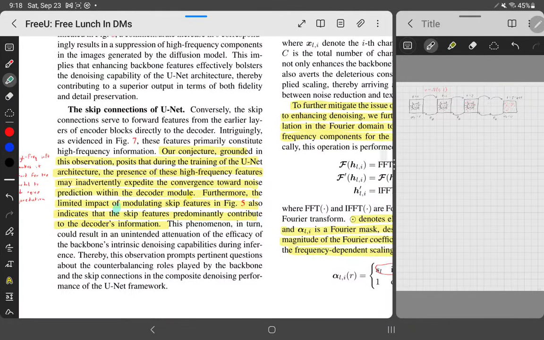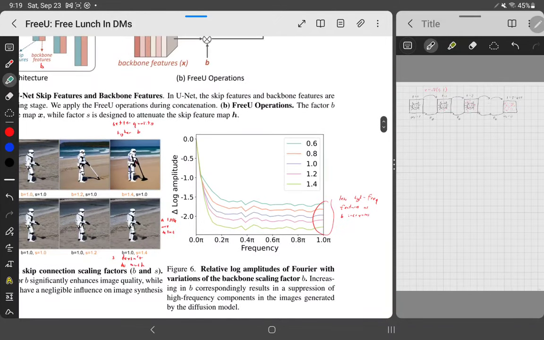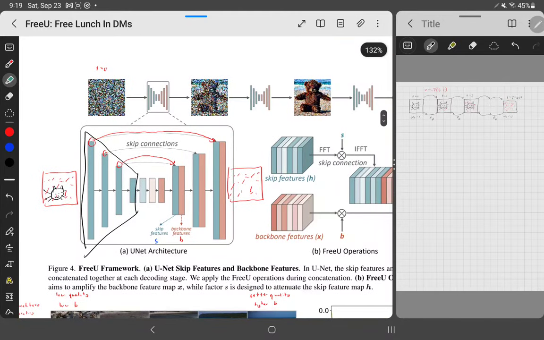If we look here, that's their conjecture, and they say: our conjecture is grounded in this observation. During training of the UNet architecture, the presence of high frequency features may expedite the convergence toward noise prediction within the decoder module. So the high frequency features affect the noise prediction that the model makes in a bad way. Furthermore, the limited impact of the modulating skip features in figure 5 also indicates that the skip features predominantly contribute to the decoder's information. So that's the problem that they want to fix.